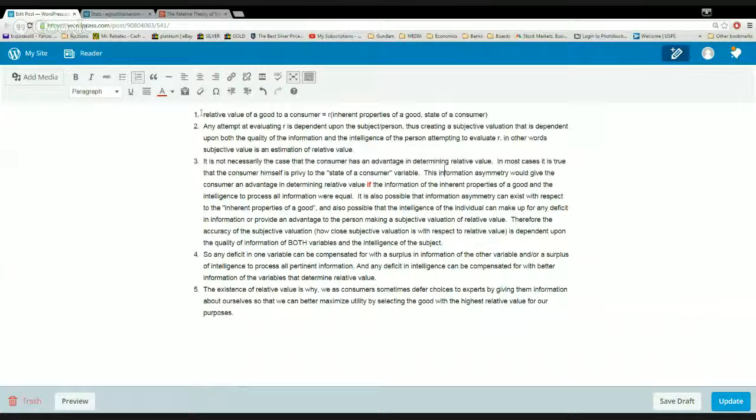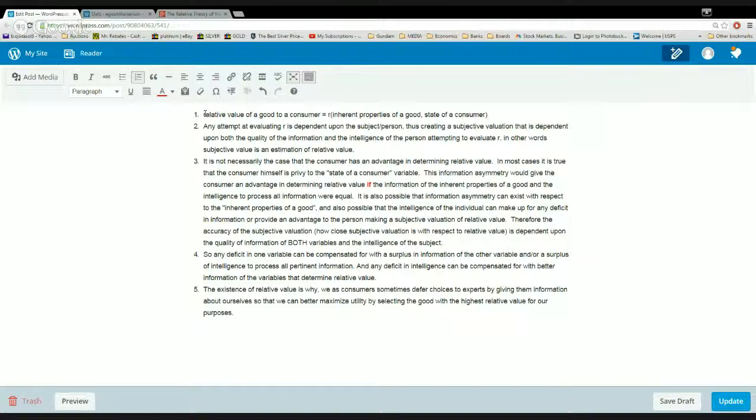This is ego-utilitarianism. This is the relative theory of value for dummies, part 3, information asymmetry. And in this presentation, I'm going to talk about when you're making a subjective valuation to try to estimate relative value, how information and intelligence asymmetry plays a factor in how accurate one's subjective value is compared to relative value.